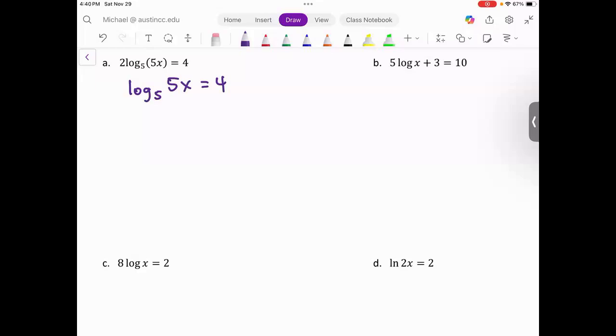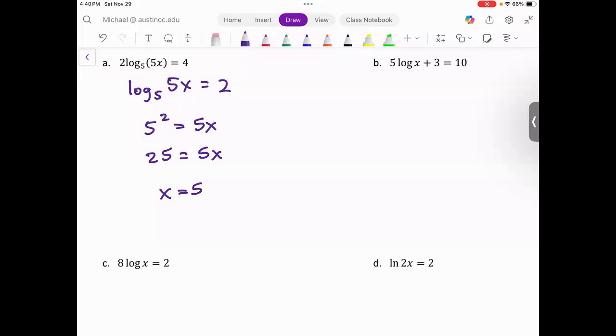Now we can, oops, that is not right. 4 divided by 2 is 2. Okay, that looks better. So log base 5 of 5x equals 2, and now we can convert this to an exponential. That means 5 squared equals 5x. What is 5 squared? That's 25. And divide each side by 5. We get 5.